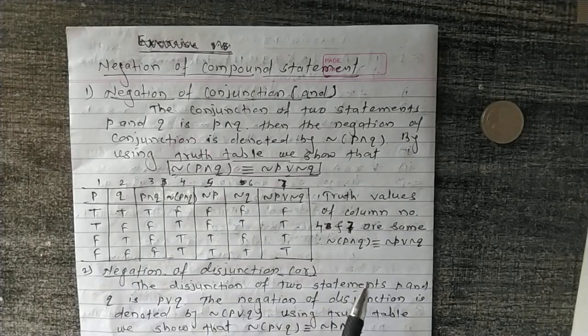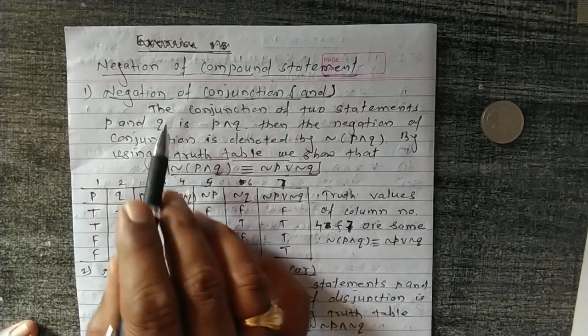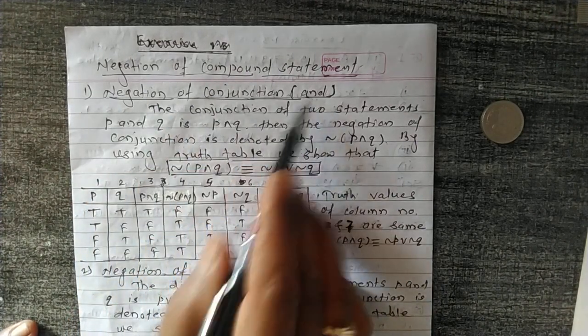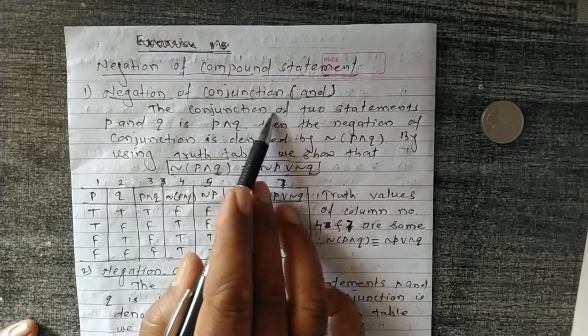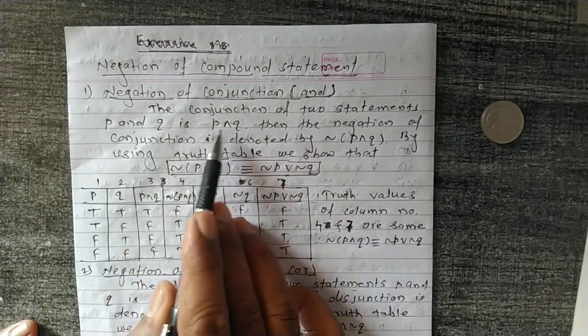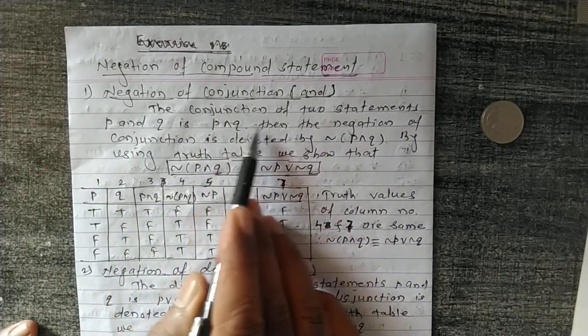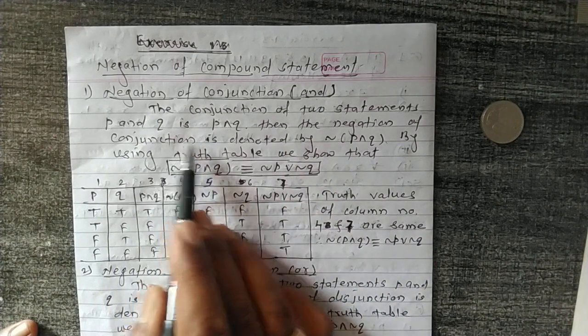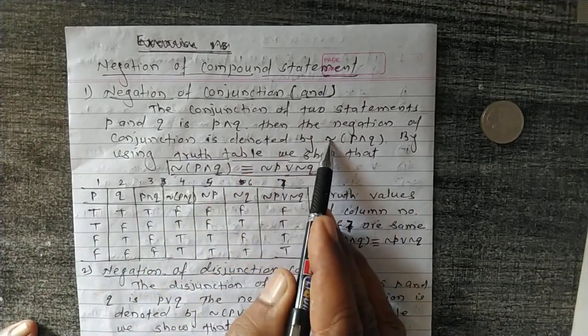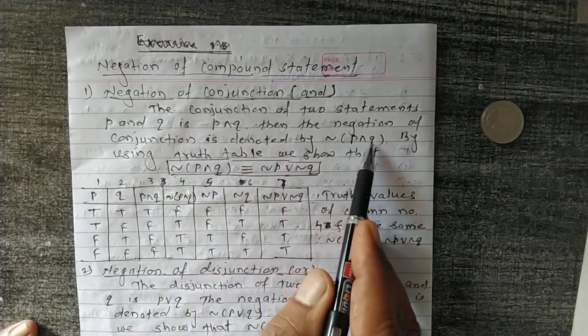Hello. Today we will discuss the next article, negation of compound statements. First is negation of conjunction, that is AND. The conjunction of two statements P and Q is P ∧ Q. Then the negation of conjunction is denoted by ¬(P ∧ Q).